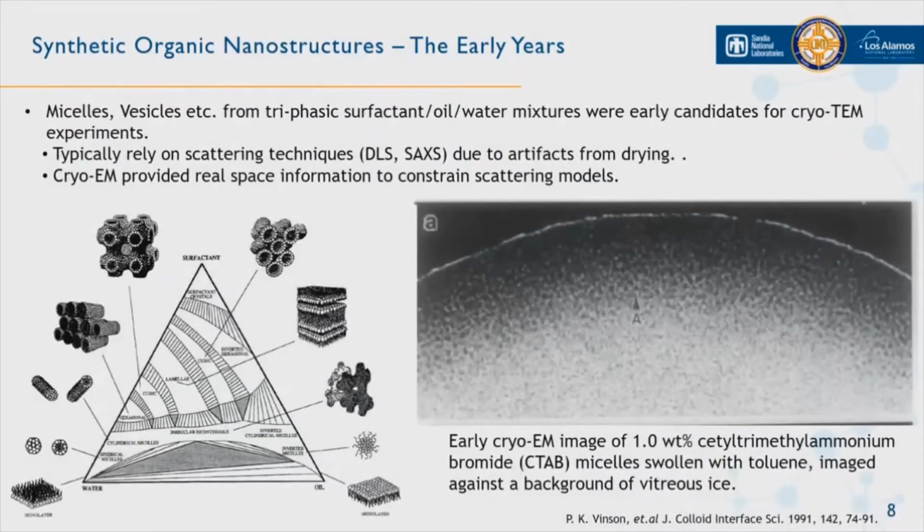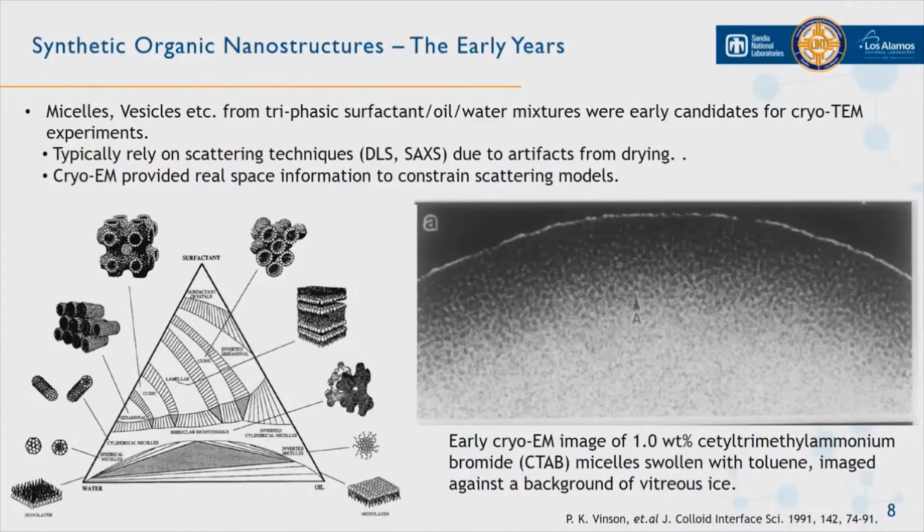So some of the earliest examples of cryo-TEM on hydrated or solvated synthetic organic nanostructures was focused on triphasic surfactant, oil, and water mixtures. So surfactants in these conditions assemble into a variety of microstructures, including micelles, microemulsions, vesicles, and liquid crystal structures, as shown here by an early rich ternary phase diagram. And such systems are of biological and technological importance, for example, in catalysis, drug delivery, purification techniques, and in nanomaterial synthesis and integration.